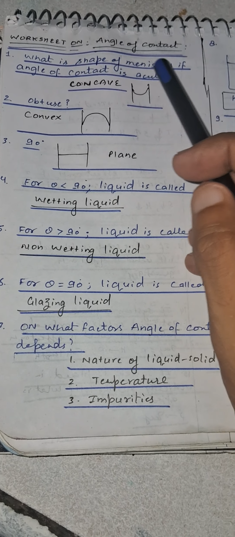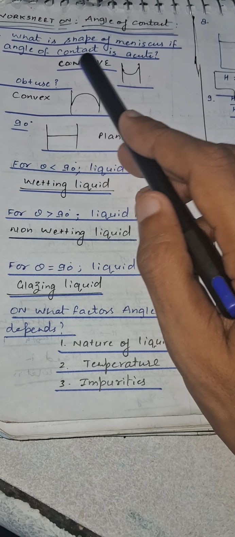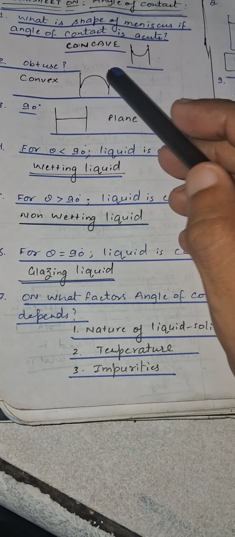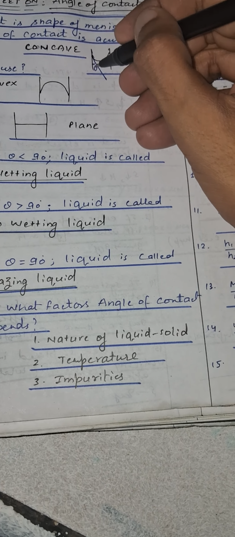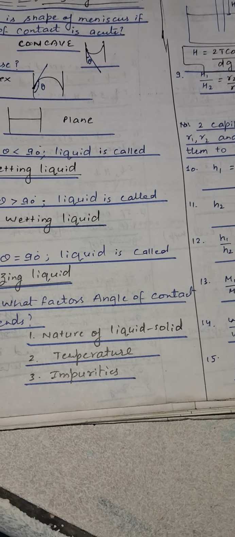So here is another worksheet on angle of contact. The first question is, what is the shape of the meniscus if the angle of contact is acute? It has a concave shape as shown over here. If it is obtuse, then it has a convex shape as given over here. You see, this is the angle of contact, like here and like here also. So this is how we can simplify these concepts.